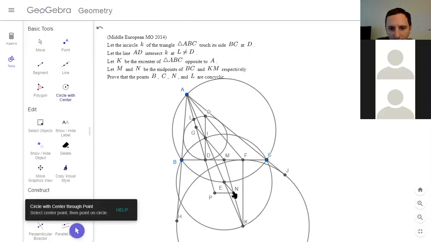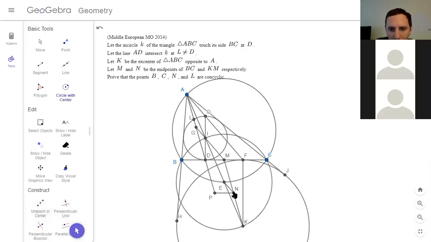I forgot what N is. K is the excenter. How did we define N? N is the midpoint of MK. So if N is the midpoint of MK, we know this is a right angle, right?